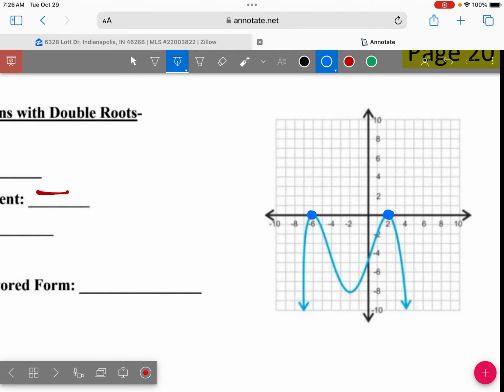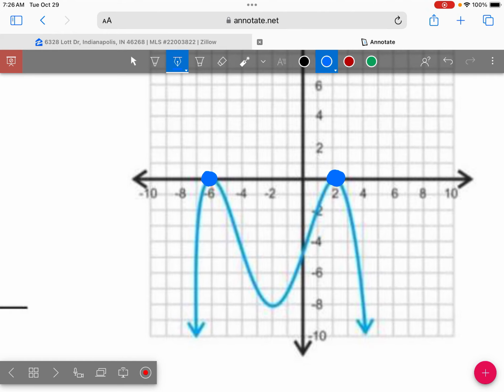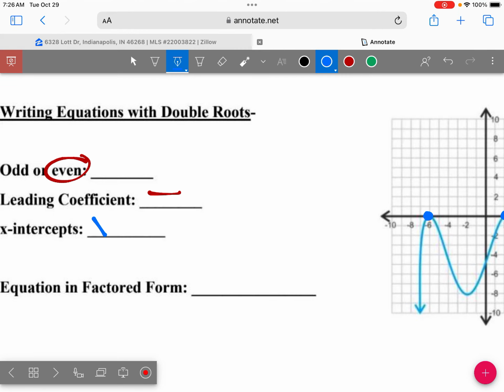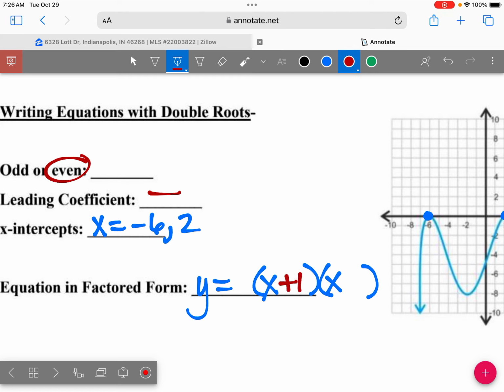All right, so I put my 2 blue dots at -6 and +2. So that would be my 2 solutions. X equals -6 and 2. So y equals, make your 2 parentheses. Flip the sign. And because they bounce, both of these factors have to be squared.